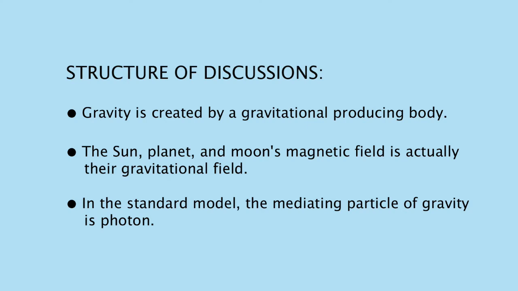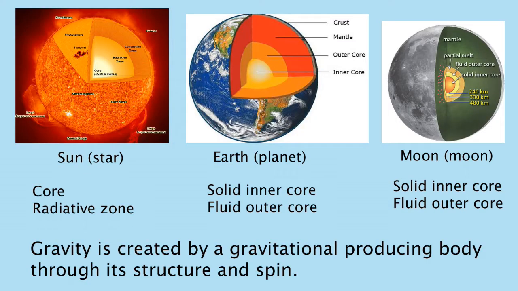So, what is my theory of gravity? How is gravity created? My theory of gravity is that gravity is created by a gravitational producing body such as a star, planet, and moon through their structure and mechanism or spin. That is, in contrast with Newton's theory of gravity and Einstein's theory of gravity in his general relativity, mass by itself does not produce gravity.